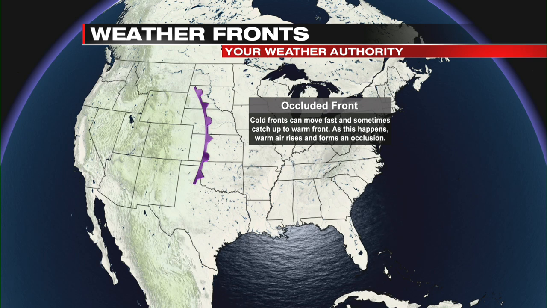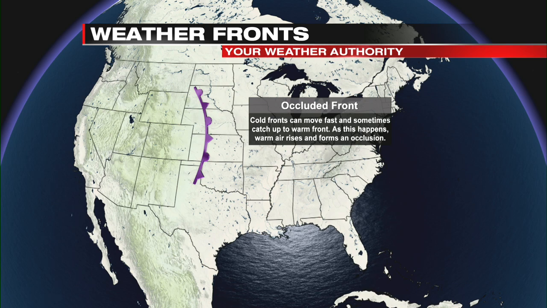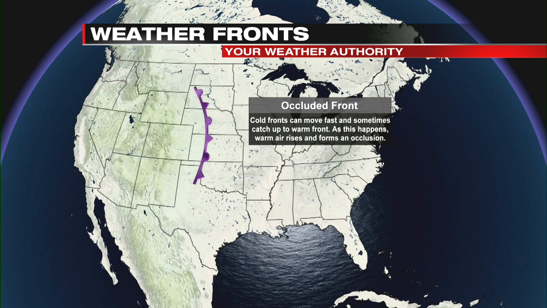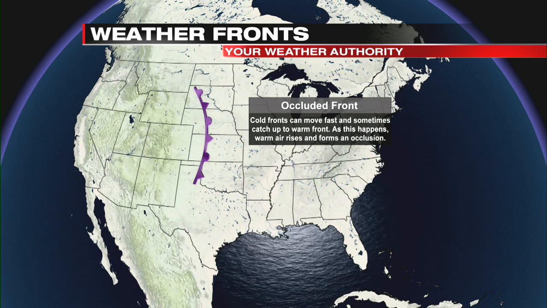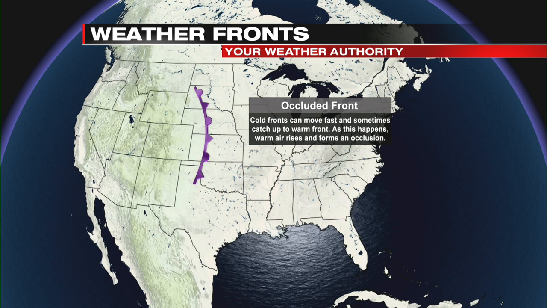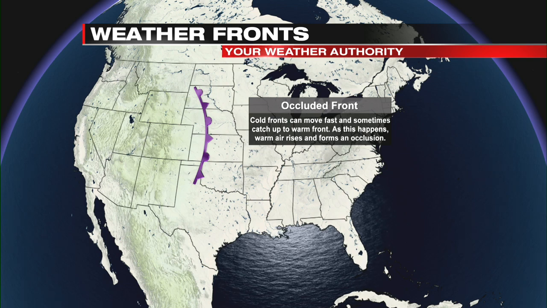This is basically when a cold front, which can move pretty fast, sometimes catches up to the warm front. Well, then what happens? That's when you get what's called an occluded front. As this happens, the warm air rises and forms that occlusion. This is typical with mature, low-pressure systems.